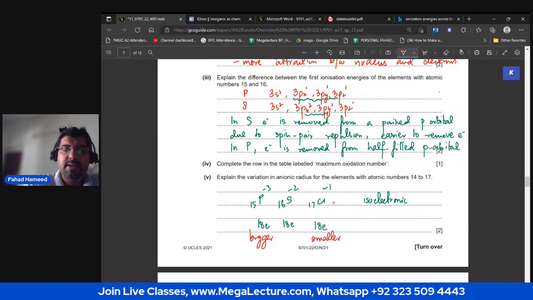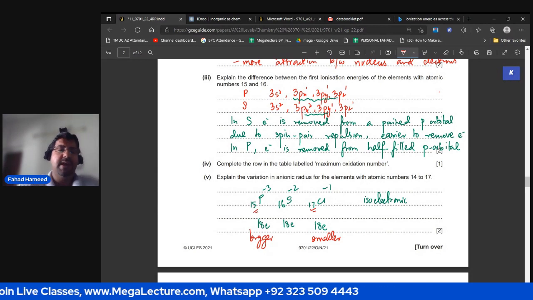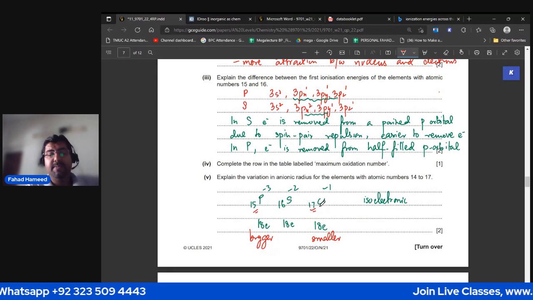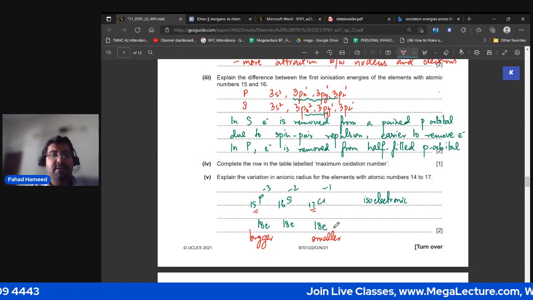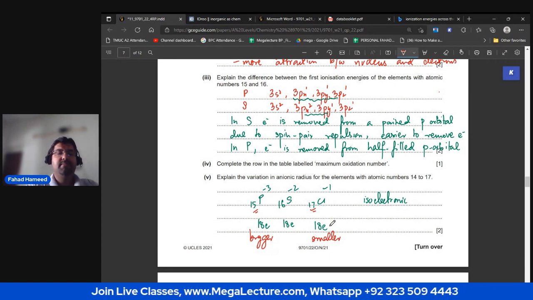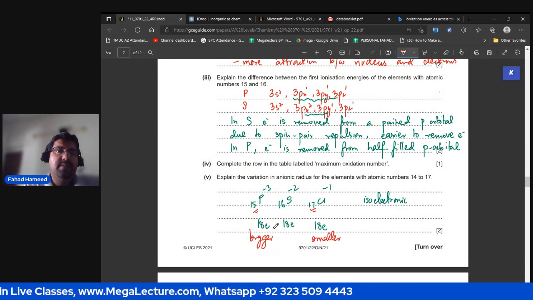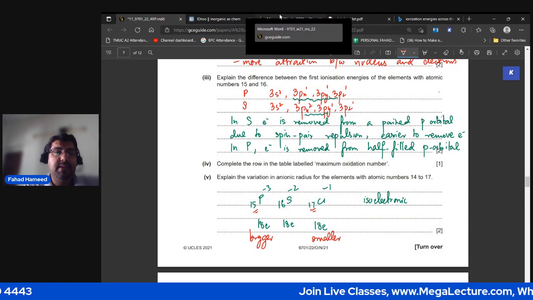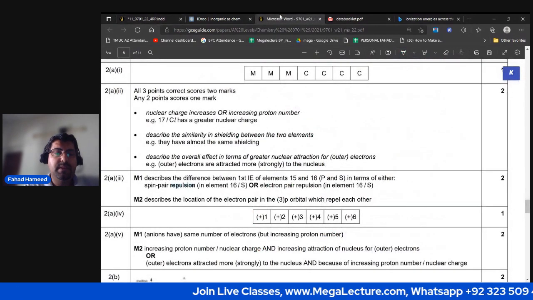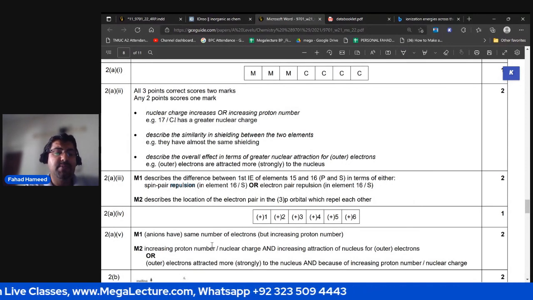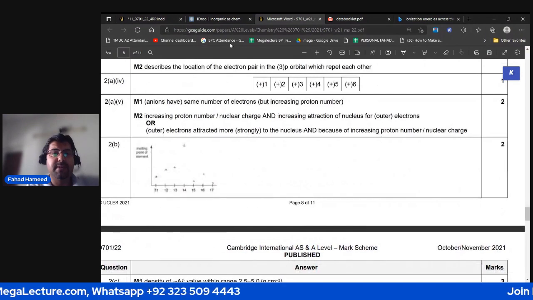Why? Because of the number of protons. You have the same number of electrons, but the protons are increasing. So relatively speaking, 17 protons are going to attract the 18 electrons more strongly, while 15 protons will not be attracting those 18 electrons that strongly. So remember this: they have the same number of electrons, that's isoelectronic, and the increasing number of protons. Those are your explanations for that.